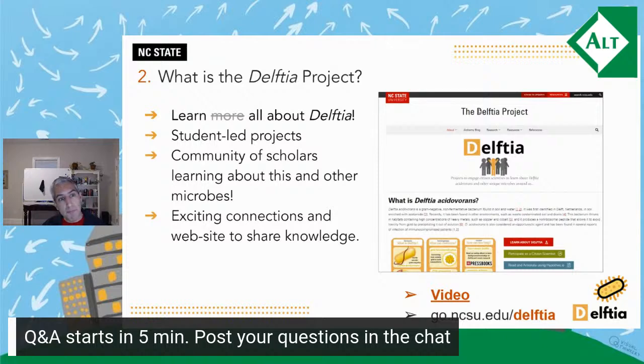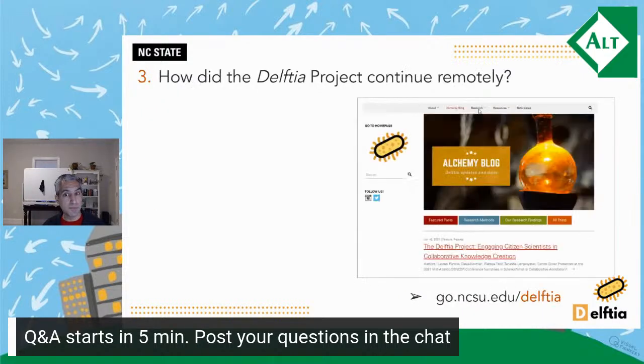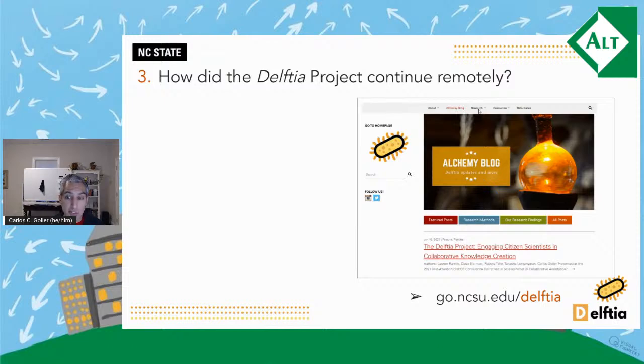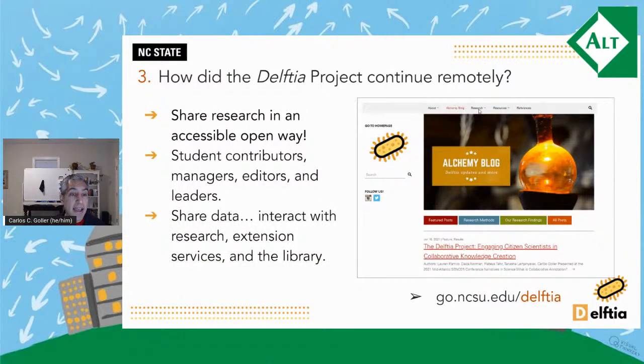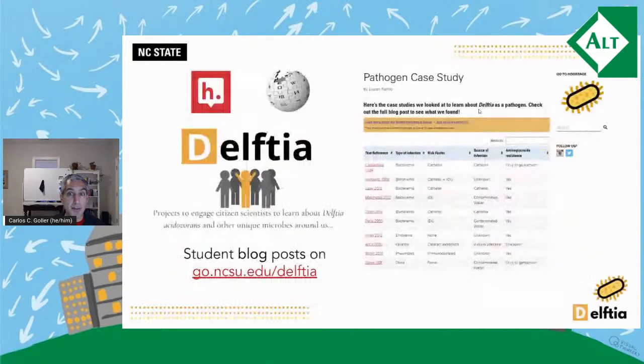And what we wanted to do is empower these students to be researchers. So with the help of the libraries on campus, learn more about search strategies, citation, and make connections with other classes and share knowledge. So we have a blog site that's student driven, in which we share research in an open and accessible way. The students are contributors, editors, and leaders, and they share data and interact with researchers, extension staff on campus, and the libraries. And their goal is to really engage and inform others.